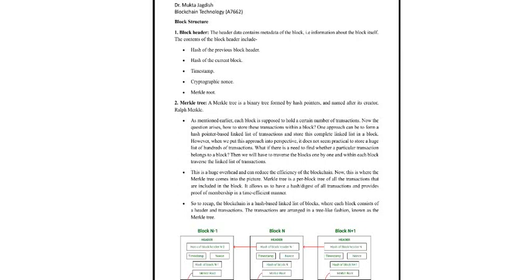Okay, so let us go with a quick revision. Good morning. So, block structure. The block header we have already discussed.